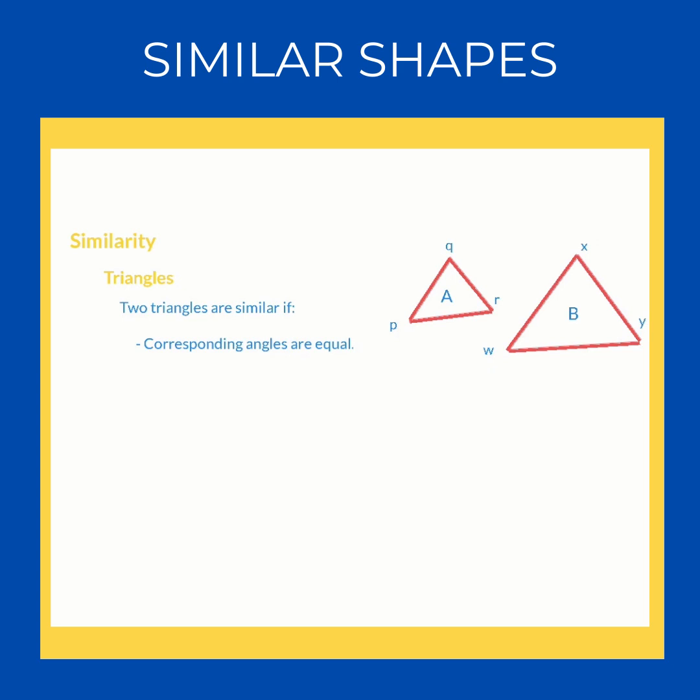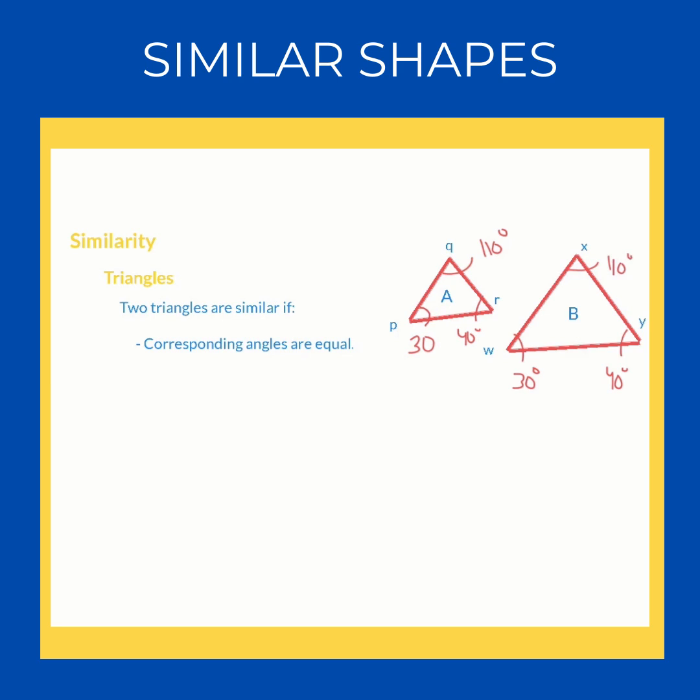Now, if I tell you that this angle is 30 degrees, this angle is, let's say, 110 degrees, and this angle is 40 degrees. Now for triangle B, this angle is 30, this angle is 40, and this angle is 110 degrees.